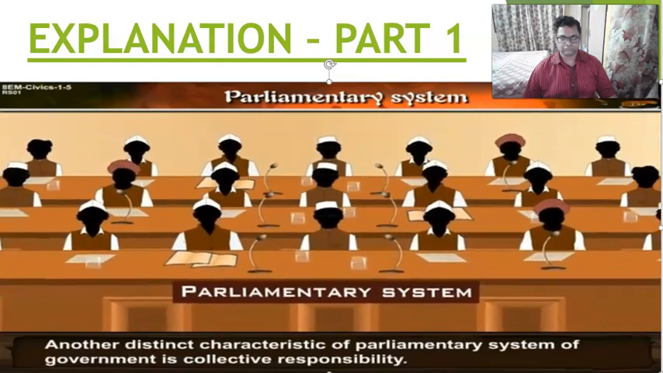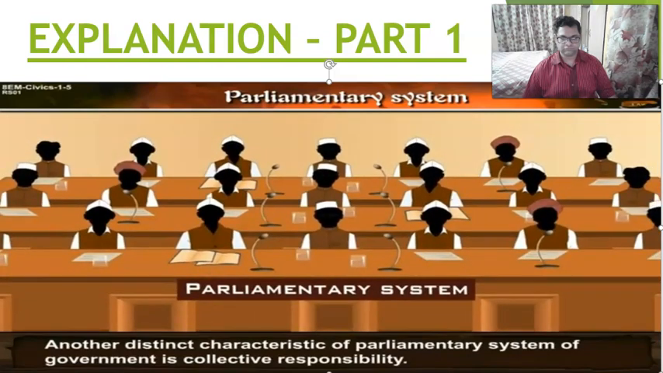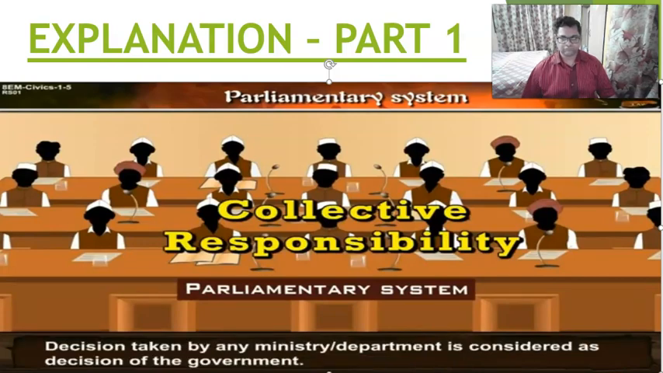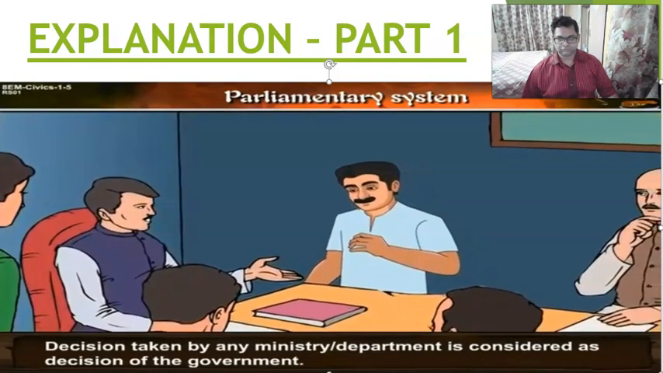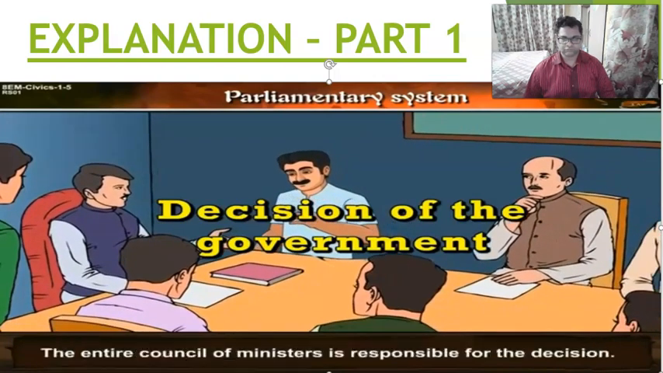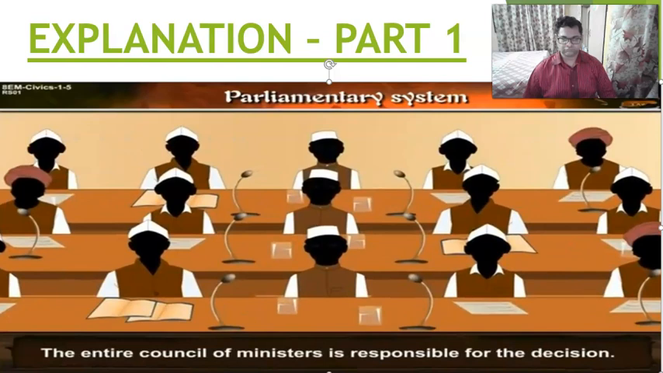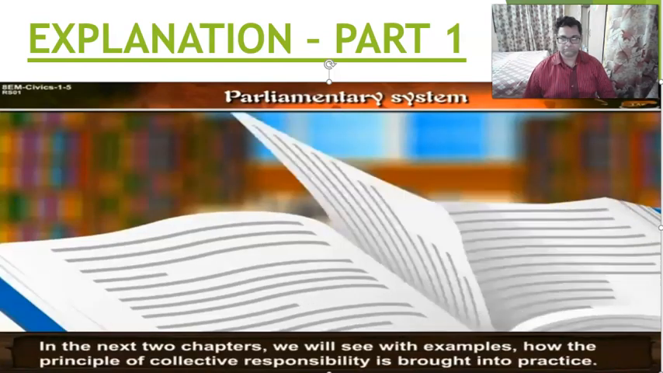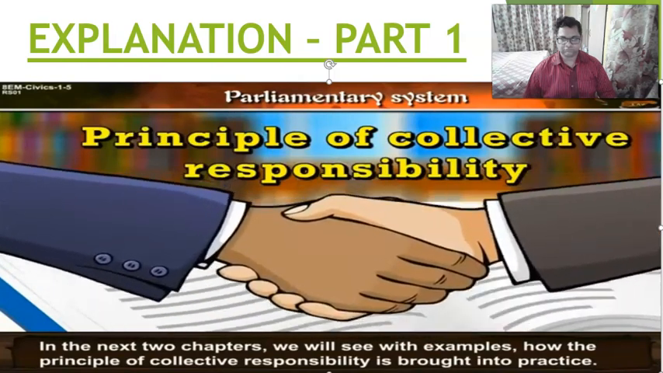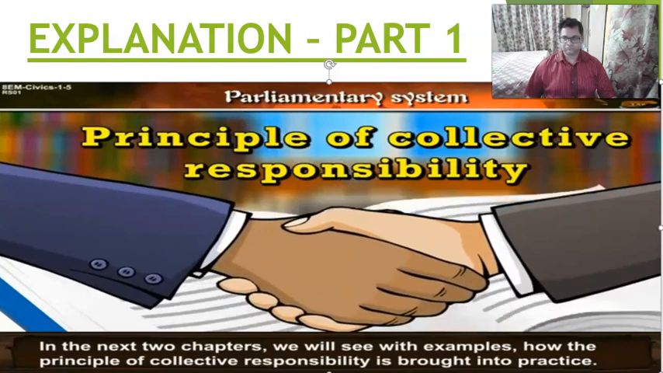Another distinct characteristic of parliamentary system of government is collective responsibility. Decision taken by any ministry or department is considered as decision of the government. The entire Council of Ministers is responsible for the decision. In the next two chapters, we will see with examples how the principle of collective responsibility is brought into practice.